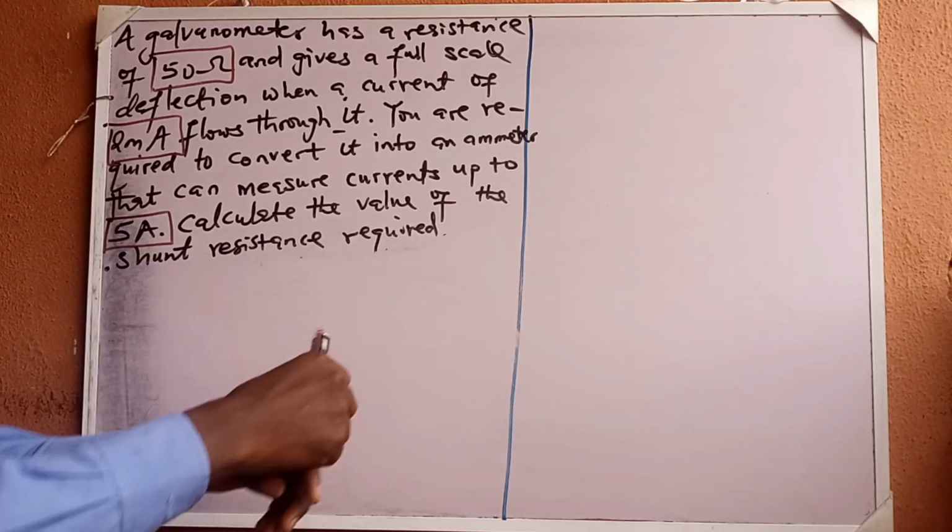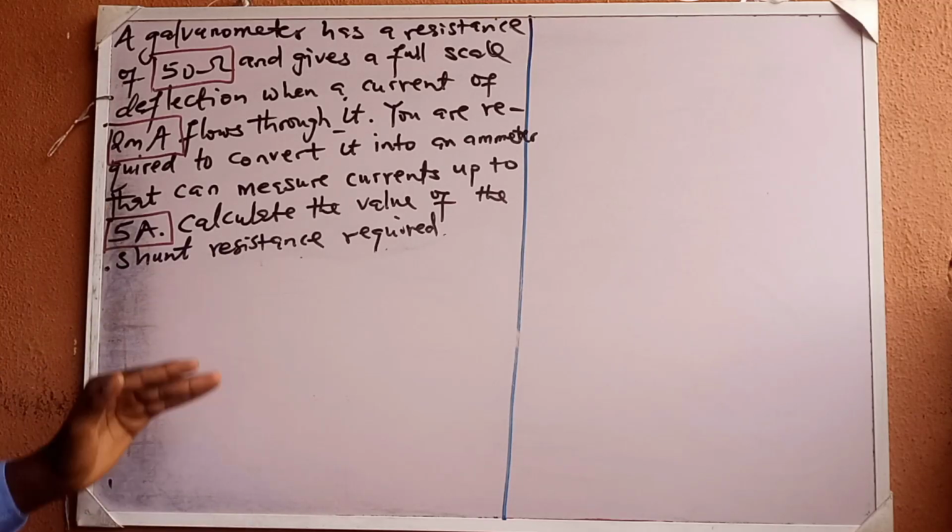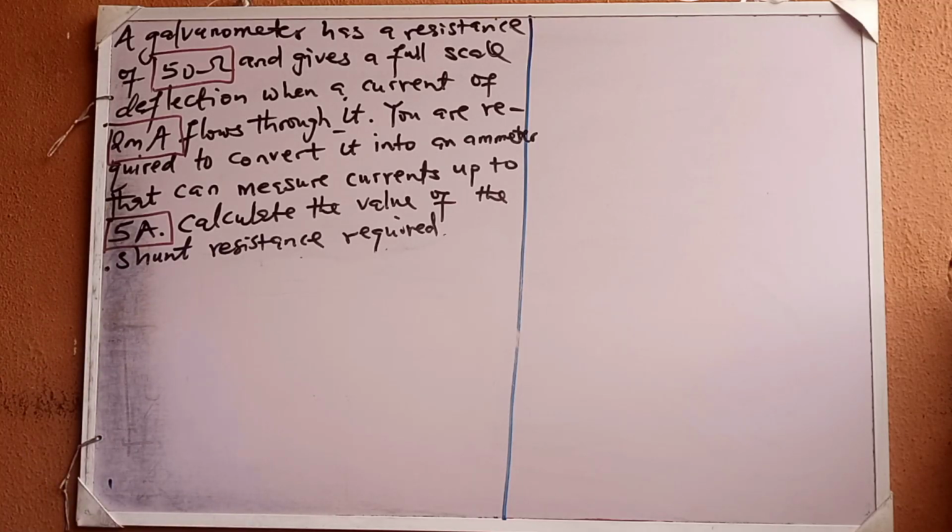In this video, we'll be converting a galvanometer to an ammeter using a shunt. I'll also be converting a galvanometer to a voltmeter using a multiplier. A galvanometer measures small current. Now, when we want to use it to measure higher current, we need to convert it. We need to apply a shunt.